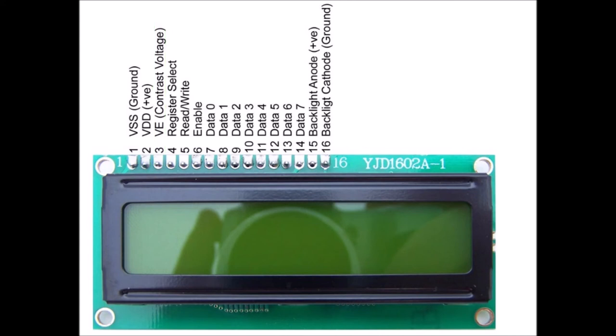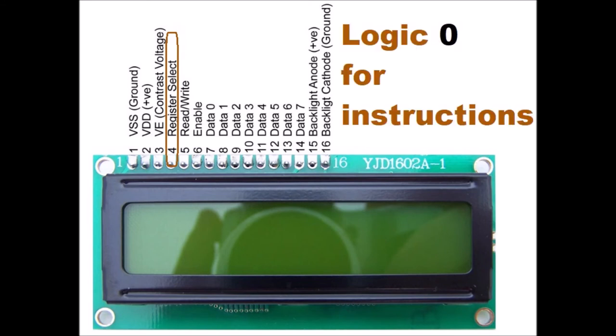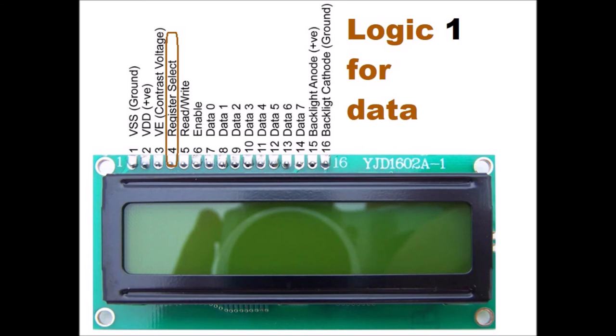Next, there is the register select pin, or RS pin. It distinguishes instructions which control characters or display data. The RS pin goes to logic 0 for instructions and logic 1 for data to be displayed.